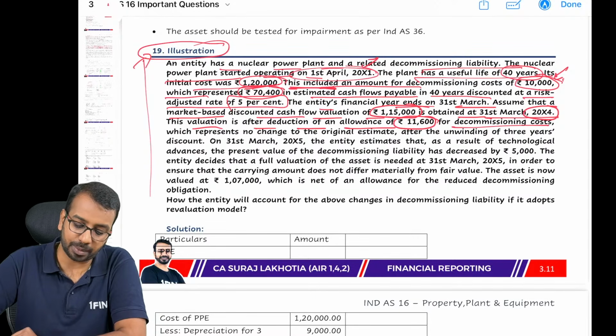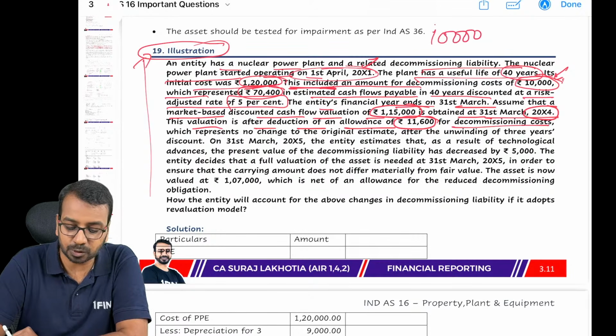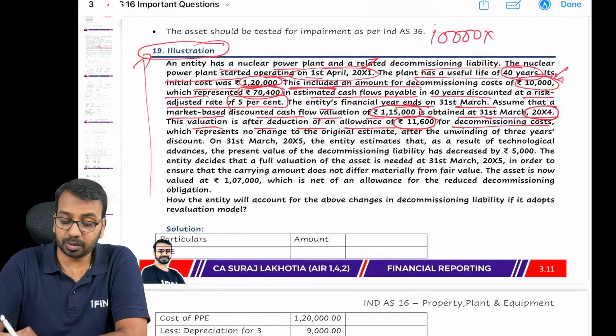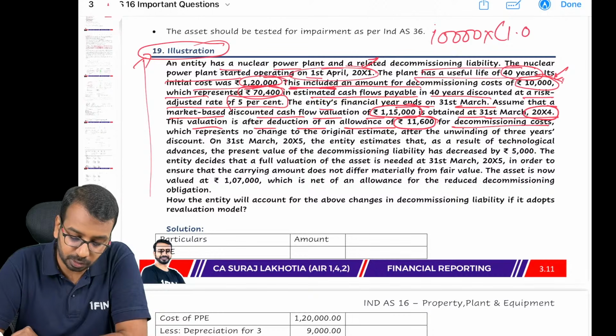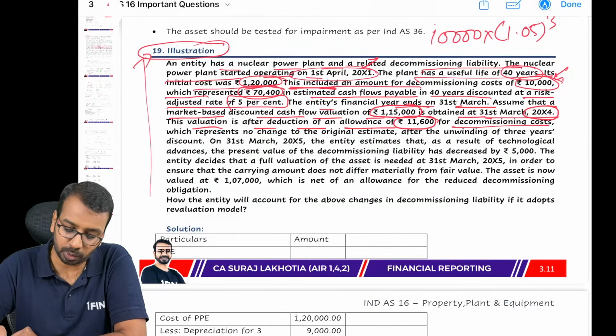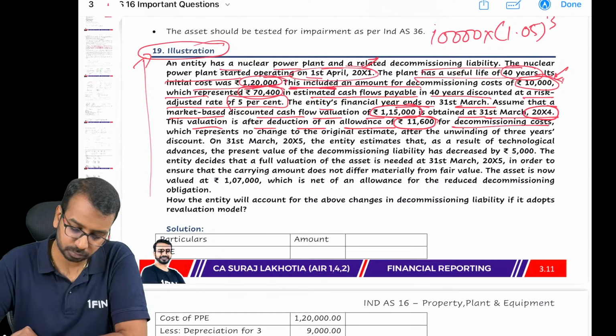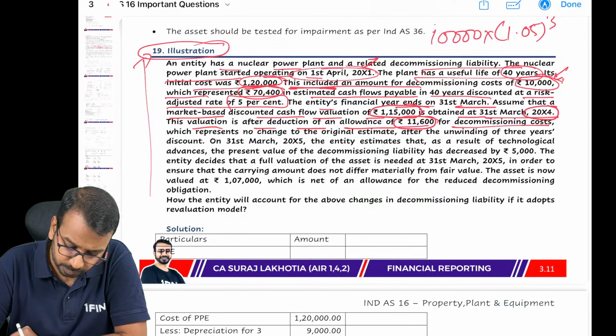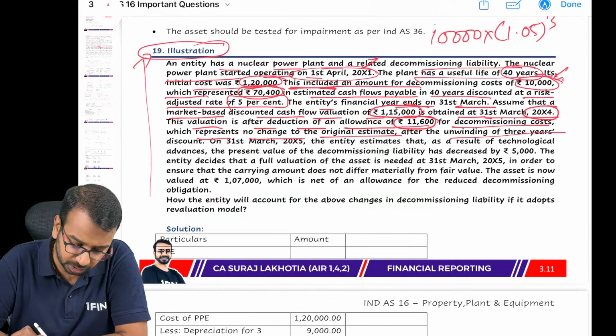Now in this question what happens is, initially it is 10,000. After 3 years, what should be the valuation? 1.05 to the power of 3. So 10,000 into 1.05, 1, 2, 3. If you do 10,000 into 1.05 cubed, you get 12,150, which represents no change in original estimate after unwinding 3 years of discount.